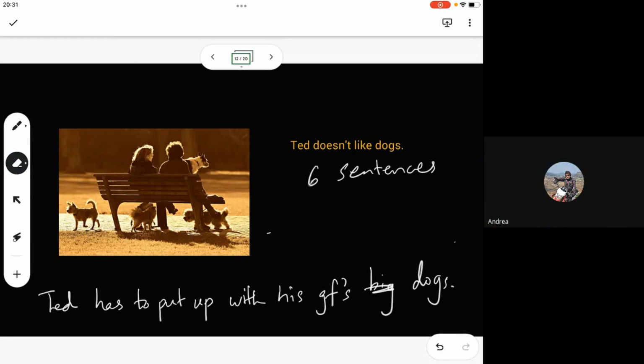Dogs bark at everything. Dogs are always barking at shoes. Dogs have many fleas, and dogs also have a bad smell. So he doesn't like dogs.